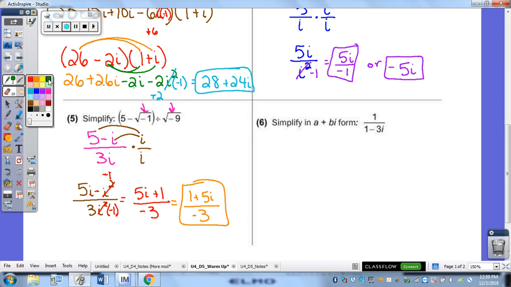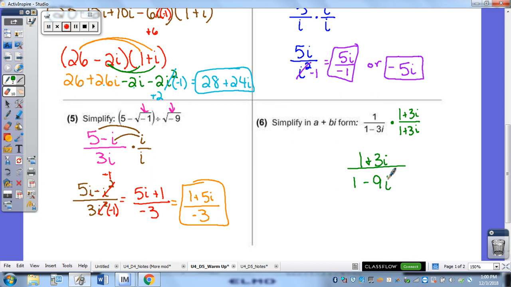Last one over here, multiply the top and bottom times the conjugate. Top is nice and easy to multiply because it's all 1. So that just becomes 1 plus 3i. Bottom, multiply the first ones, multiply the last ones. So 1 times 1, negative 3i times 3i. So that gives us a negative 9i squared. Again, the whole reason you multiply by that conjugate is to get rid of that middle term, so we don't have to multiply it.